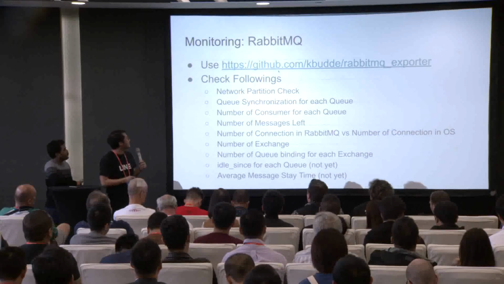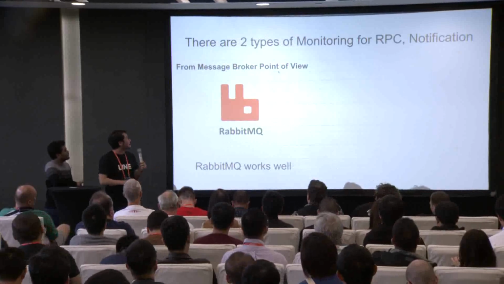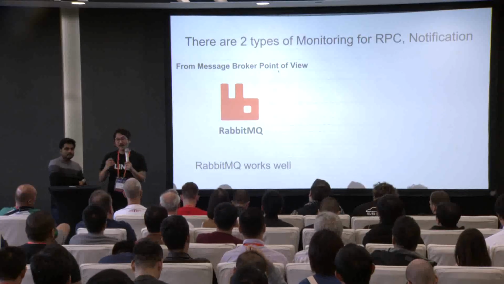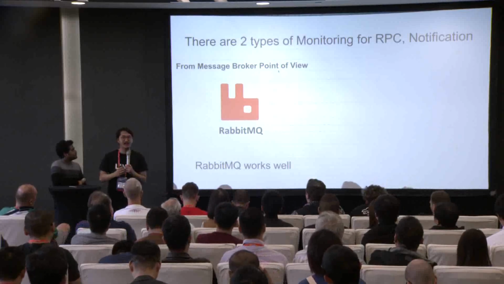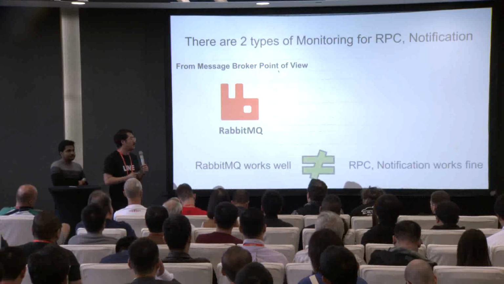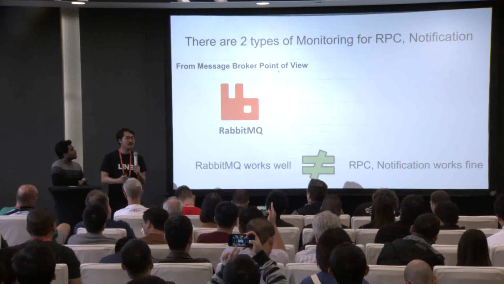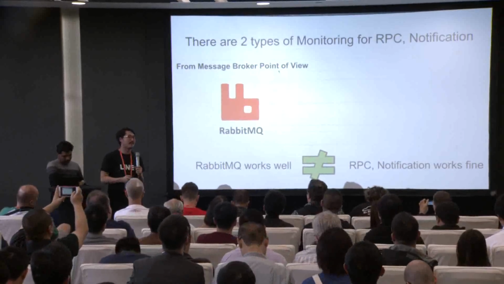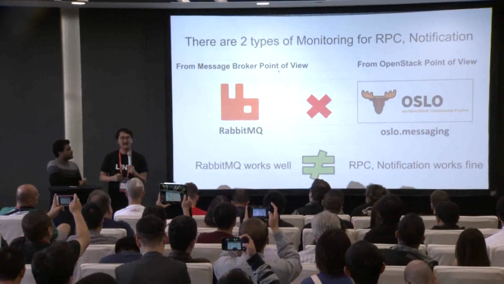Actually, by using these exporters, we could easily monitor these items. And as I explained in the previous slide, this RabbitMQ monitoring itself can be easily done by just deploying one Prometheus exporter. But our interest is not to check if RabbitMQ works well or not. Instead, we are interested in checking whether the RPC or notifications delivered over RabbitMQ work well or not. To achieve that, RabbitMQ monitoring itself is not enough. So we started to think that we probably need to monitor the Oslo messaging behavior as well.